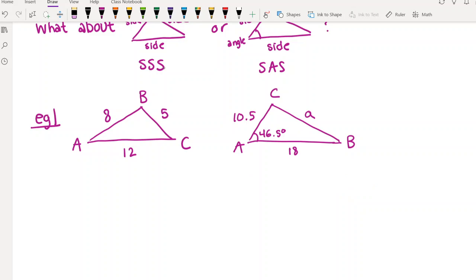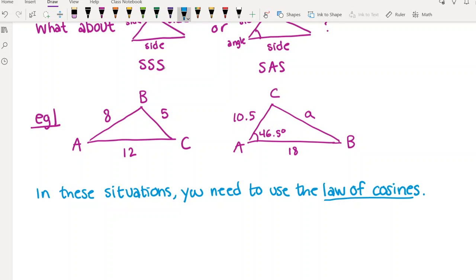And so in these situations, you need to use the law of cosines. So I'm going to next introduce what that law is, and we'll talk about the way that I think about it and the way that I try to remember it, and then we'll look at a couple of examples.